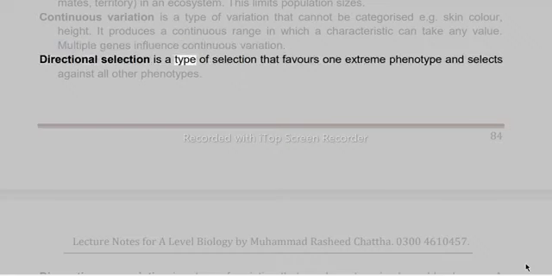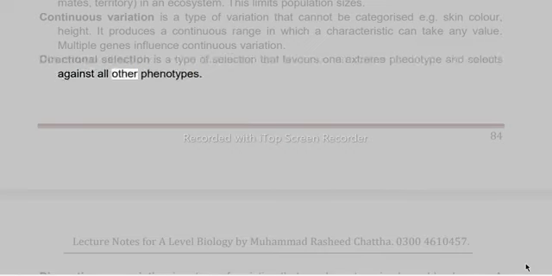Directional selection is a type of selection that favors one extreme phenotype and selects against all other phenotypes.